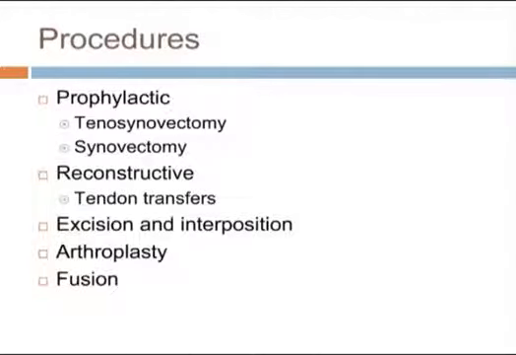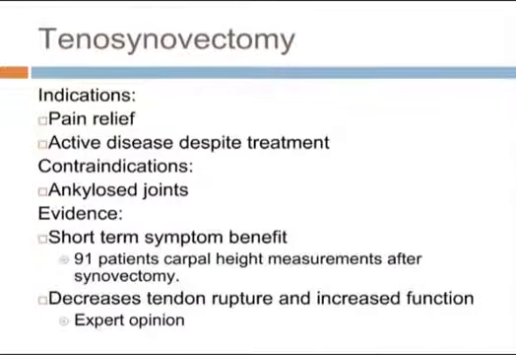In more advanced disease, pain control and joint stability can be obtained from procedures involving excision of bony structures with or without interposition of nearby soft tissue. Arthroplasty can also be considered in the upper limb, as can fusion. So to talk about some operations in particular, considering a tenosynovectomy, really what we're trying to do here is offer the patient pain relief, and the indications would be for people who have active disease despite treatment.